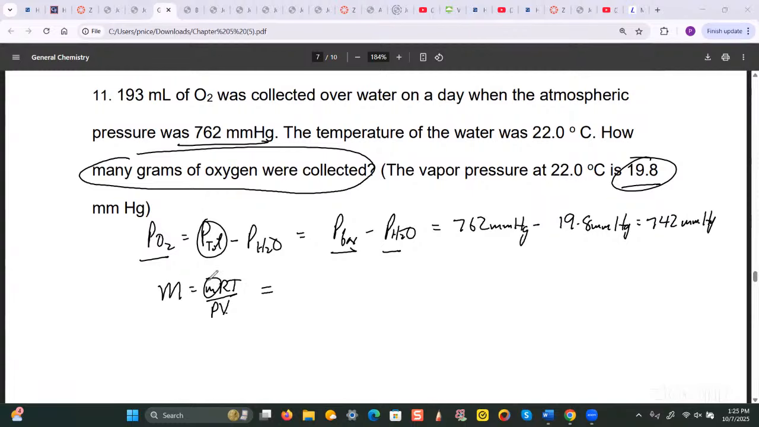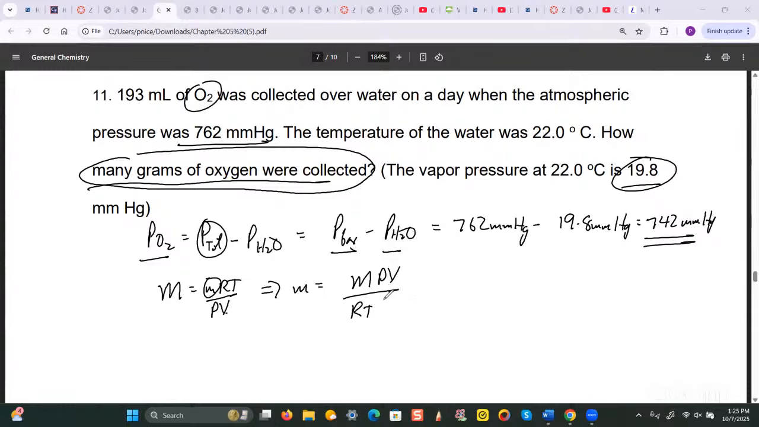The question is asking for the mass in grams, so that's lowercase m, right? Lowercase m would therefore be equal to uppercase M PV over RT, right? Now, we know what P is. That's the pressure of the oxygen. The molar mass we can get because we have the formula for oxygen.